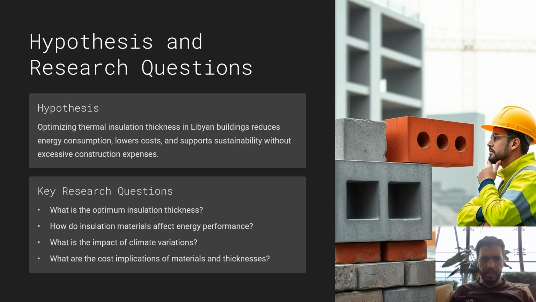Hypothesis and research questions. Hypothesis: optimizing thermal insulation thickness in Libyan buildings reduces energy consumption, lowers cost, and supports sustainability without excessive insulation. The research questions. First, what is the optimum insulation thickness? Second, how do insulation materials affect energy performance? Third, what is the impact of climate and ventilation? What are the costs and benefits of materials and thickness?